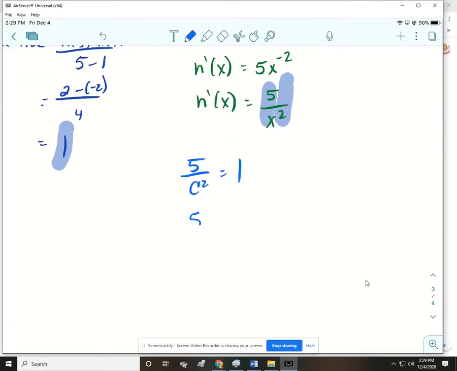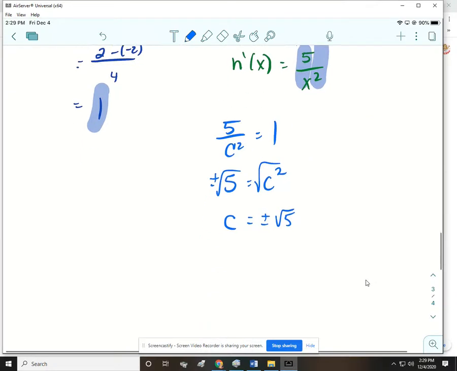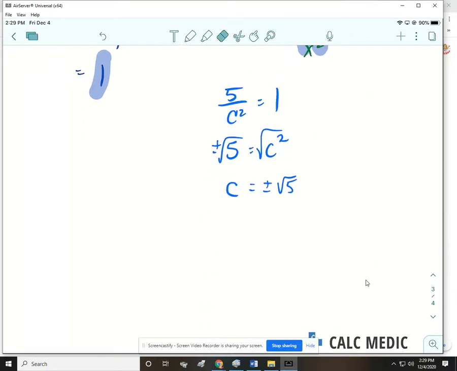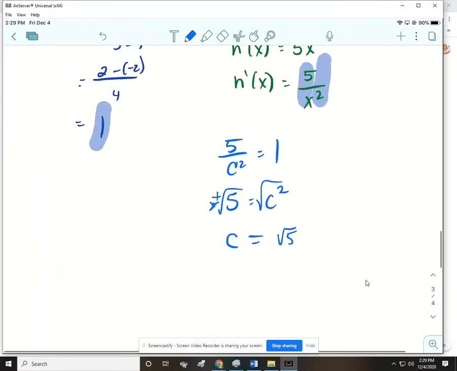Right, and to solve this, I would multiply by c squared and then take the square root. Right, so I'm going to get that c is positive and negative square root of 5. But we only have 1 point, so that negative square root of 5 is not in our interval. So it is just the square root of 5, not the negative square root. Right, and square root of 5 would fall about right there between 2 and 3, closer to 2.